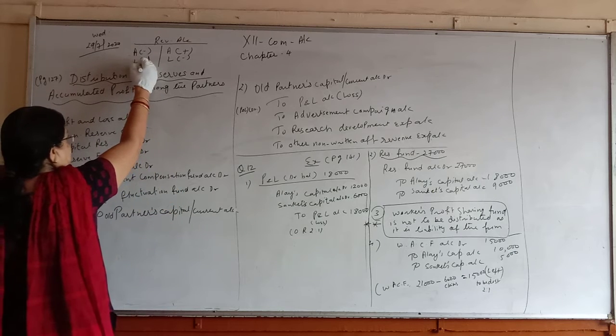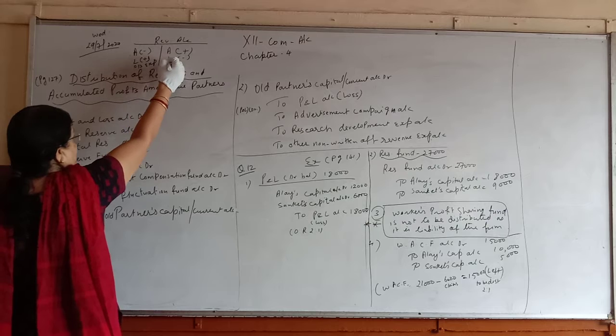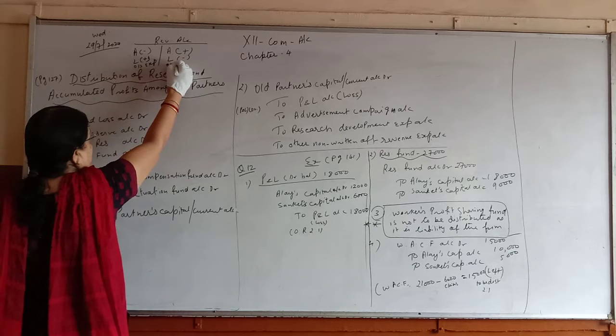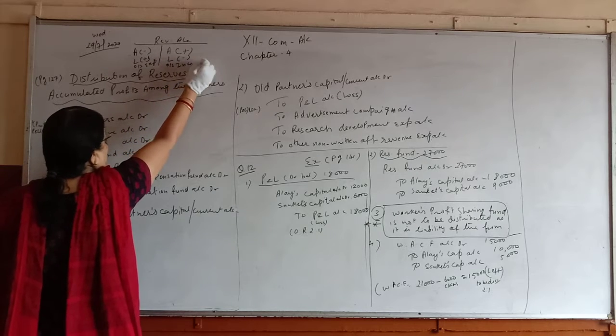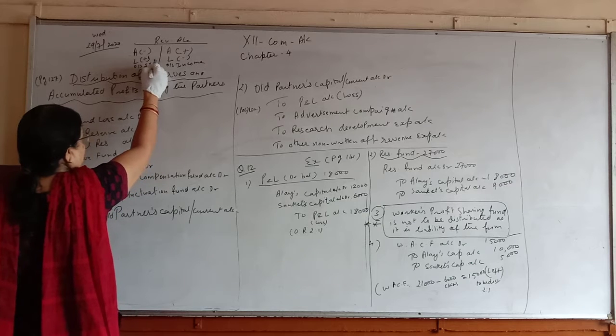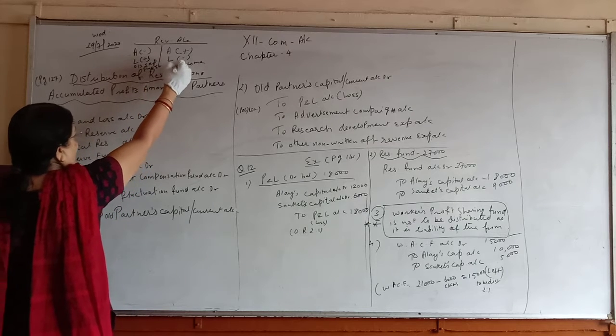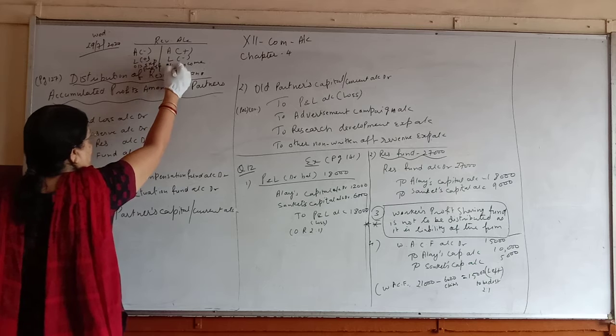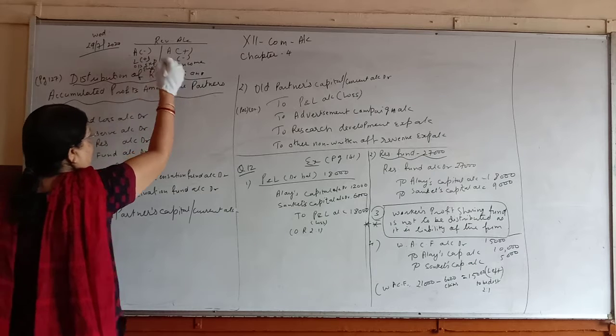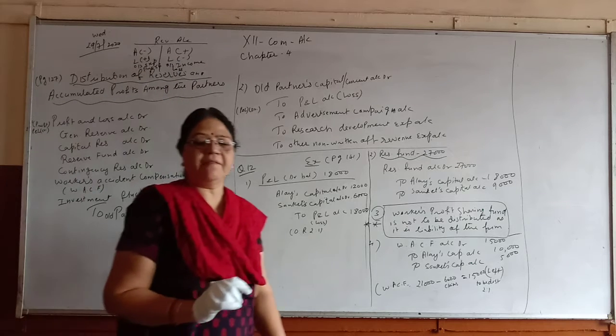Outstanding expense and outstanding income. Profit, loss. So this was all about revaluation account.